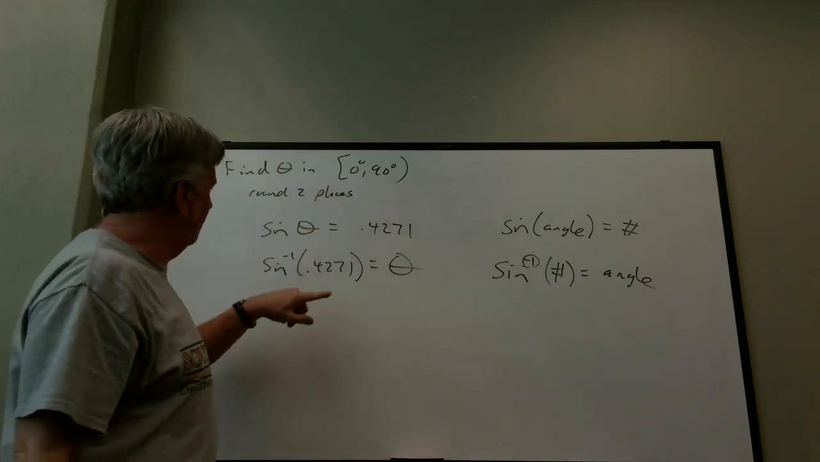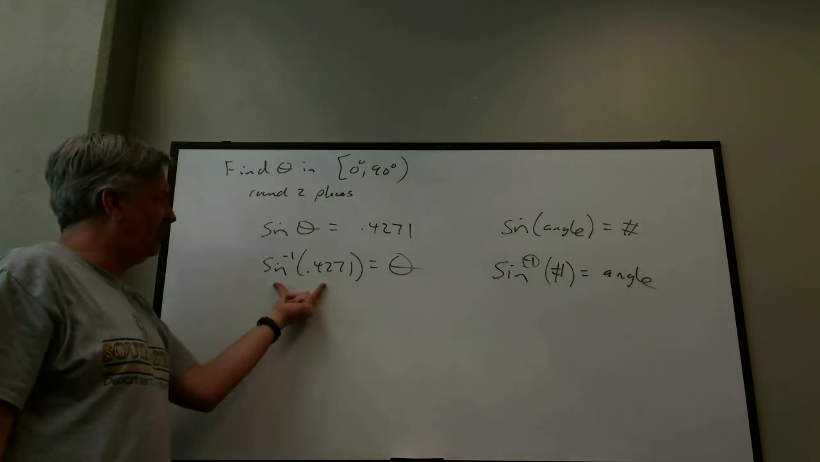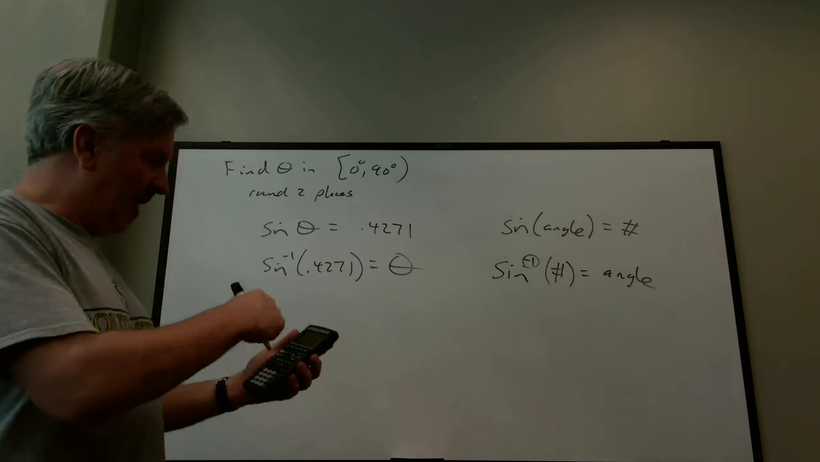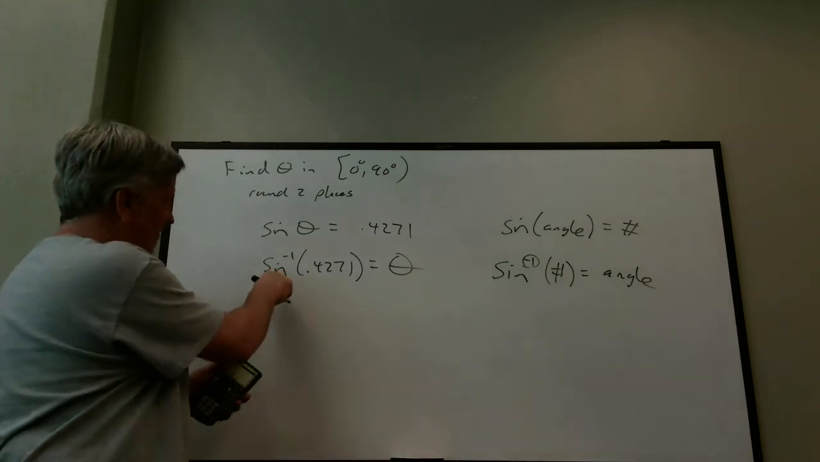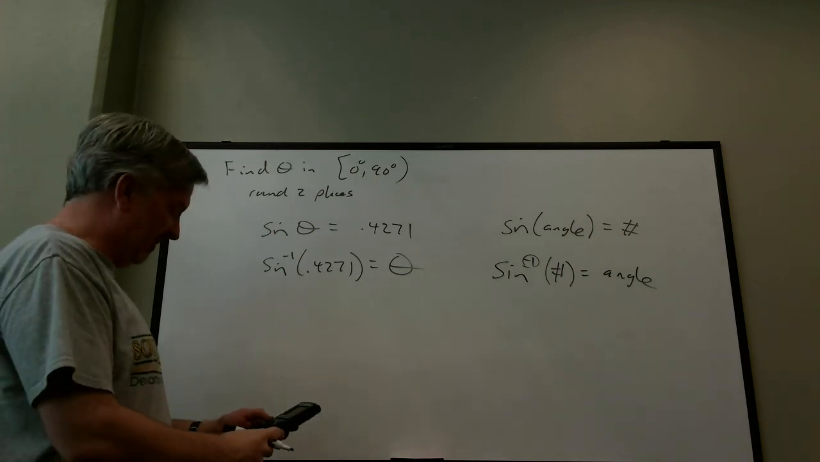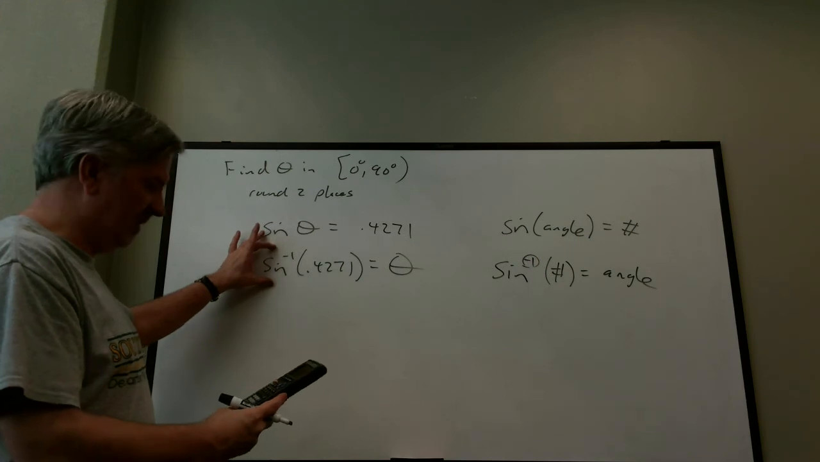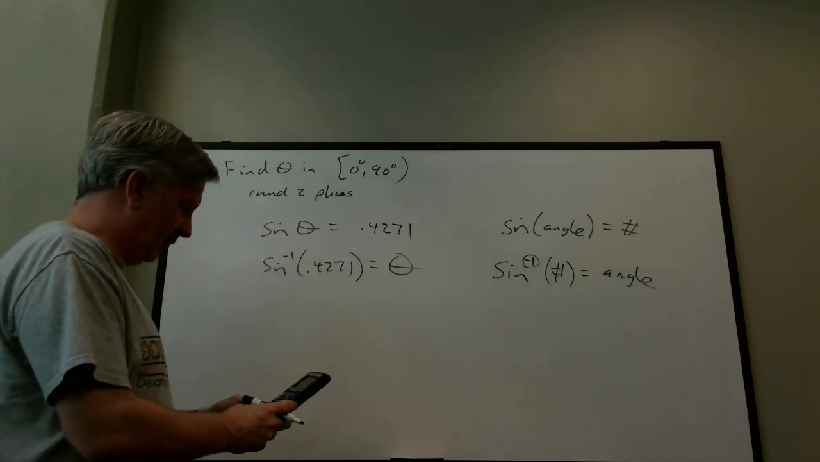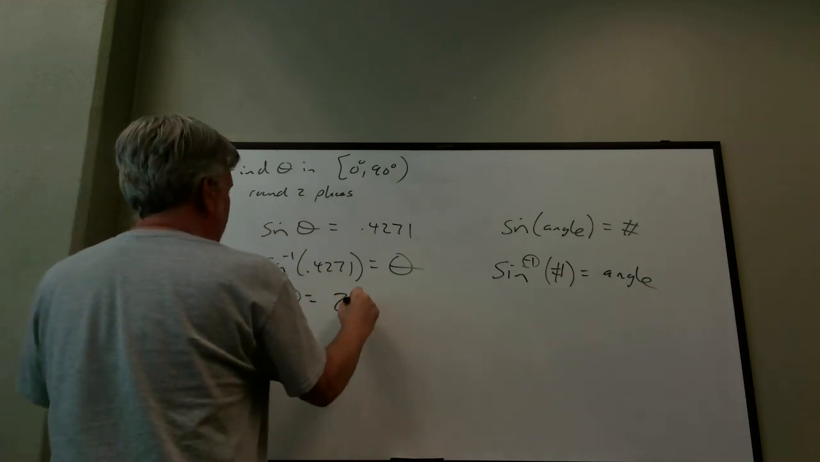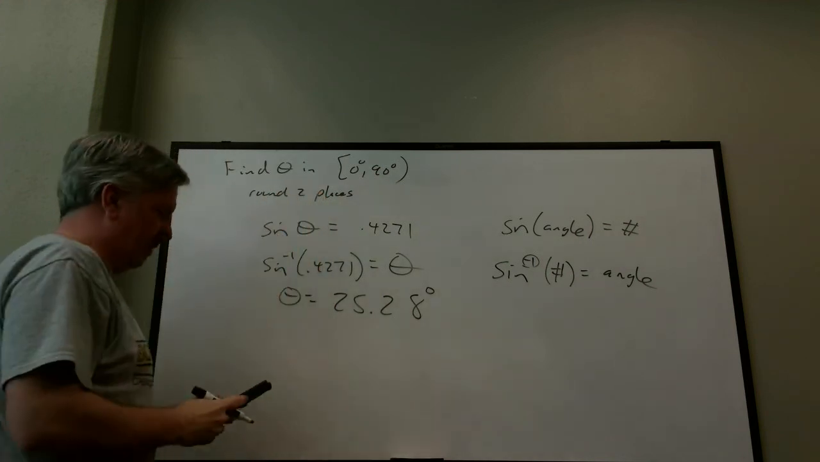Sine of an angle is a number. Sine inverse of the number is the angle. So to get the angle, I just need sine inverse of that. If you look on your calculator, most calculators, if you look above the sine button, is the sine inverse. So mine I have to do second sine. Second sine gives me sine inverse of 0.4271. And so my theta here is 25.28 degrees when you round to 2 places.